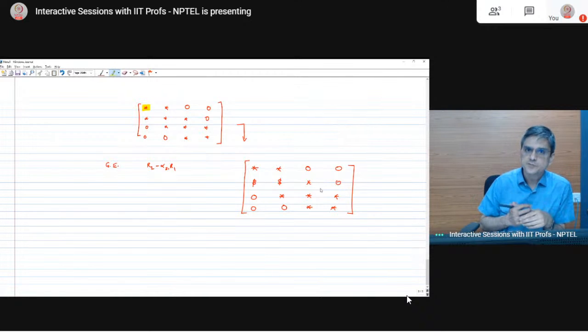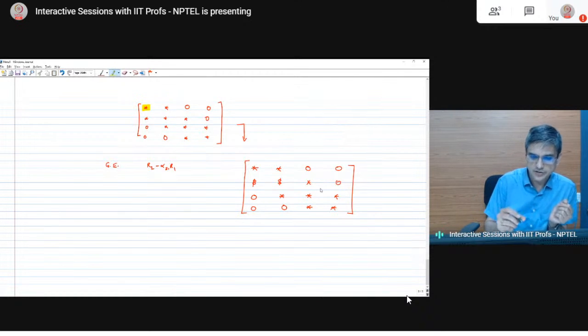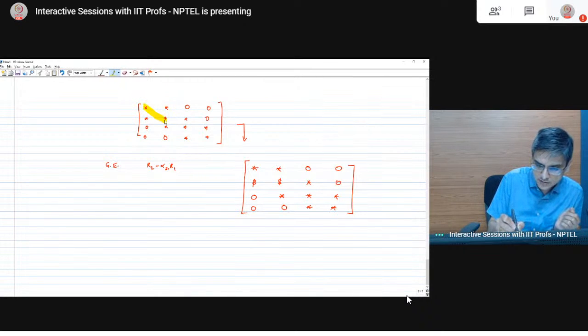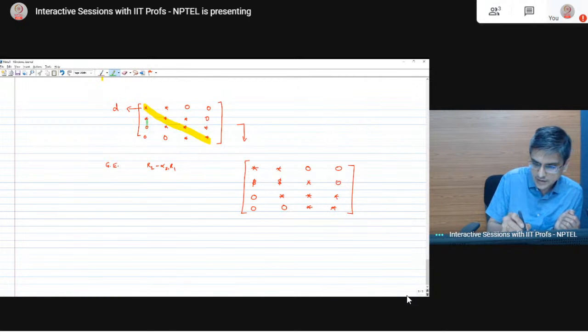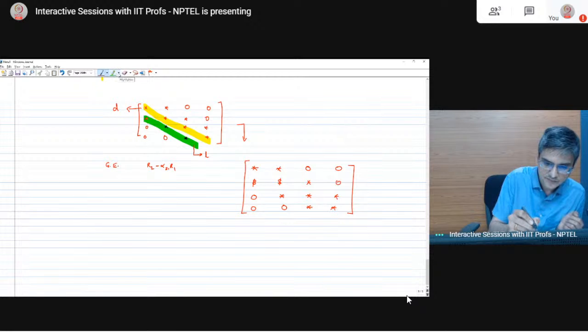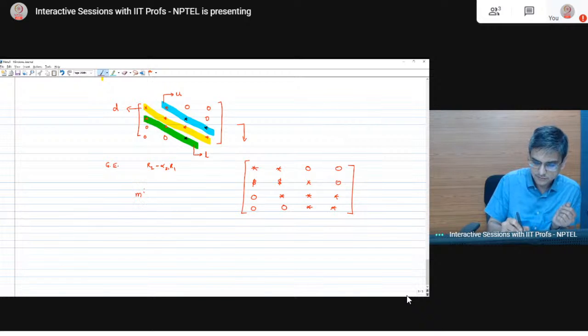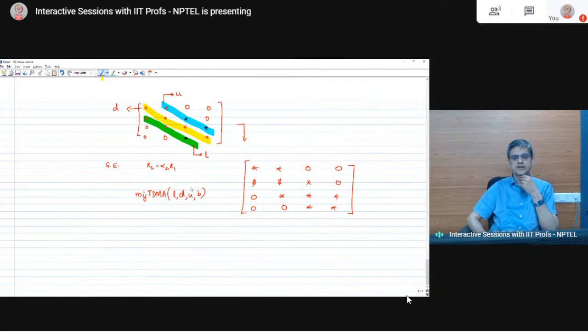In this particular Matlab course, you don't even have to do this. All you need to do is to extract this particular diagonal and put it in D, extract the lower diagonal and put it in L, extract the upper diagonal and put it in U, and then call my TDMA. This is what was expected in that assignment problem.